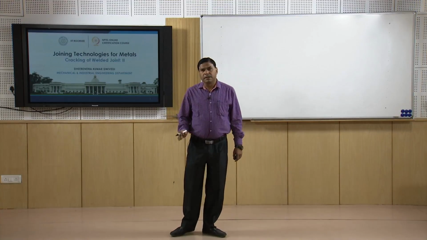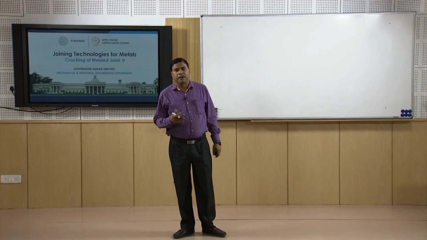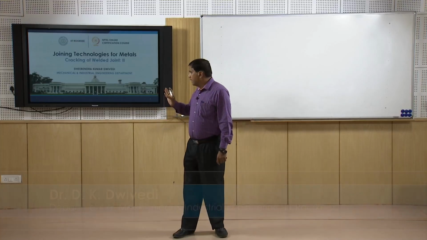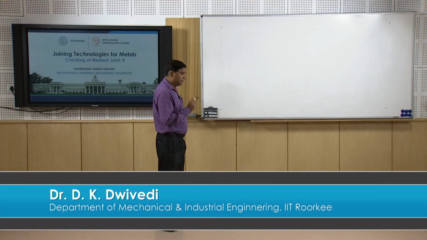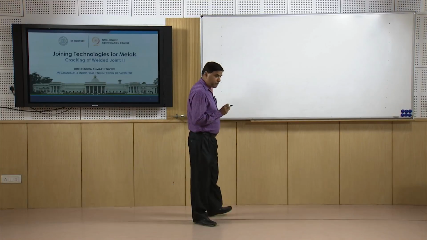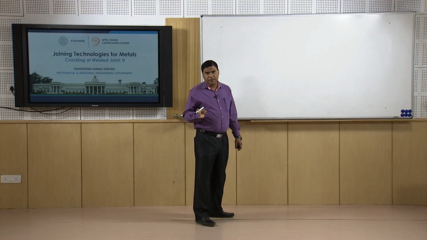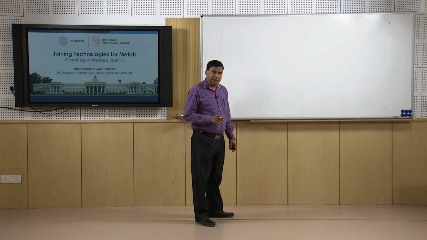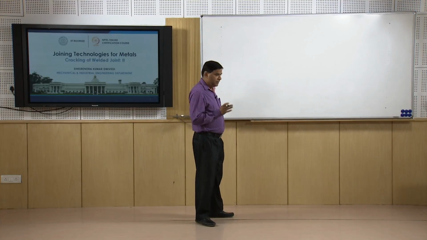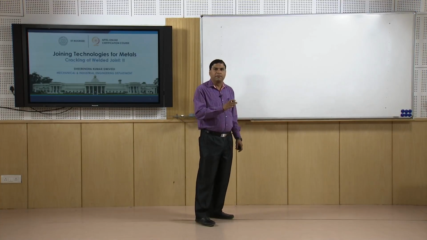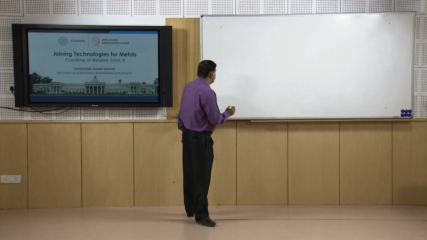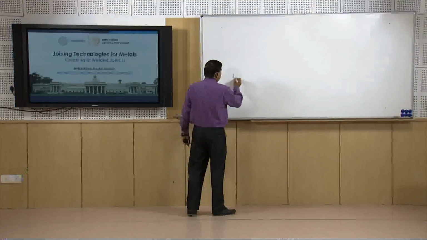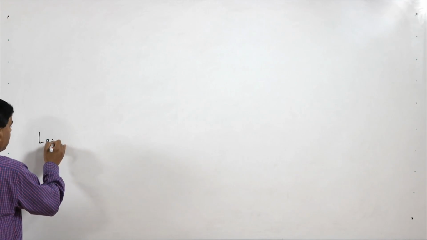This presentation is the second part of the earlier presentation about the cracks in welded joints. In the last presentation I talked about two types of cracks and their remedial methods. These were the solidification cracks and the liquefaction cracks. Solidification cracks are observed in the weld metal and liquefaction cracks are observed next to the fusion boundary. So, today I will be talking about two more types of cracks in this presentation.